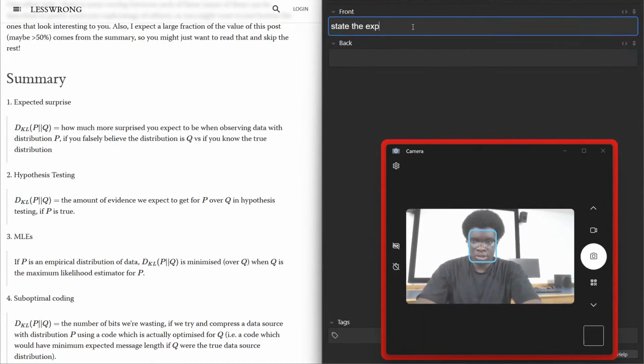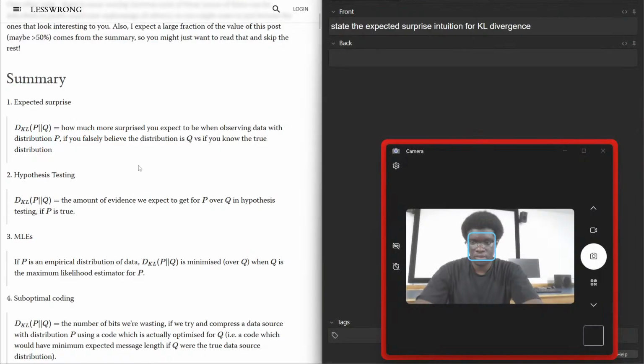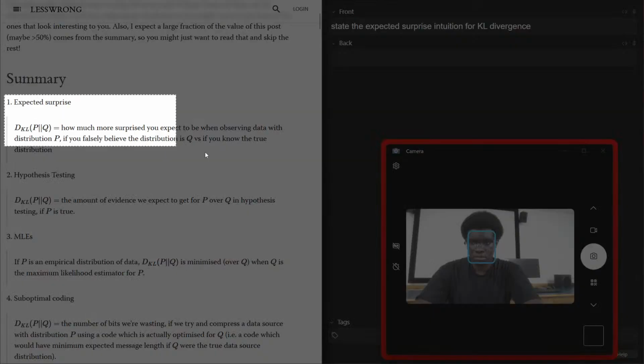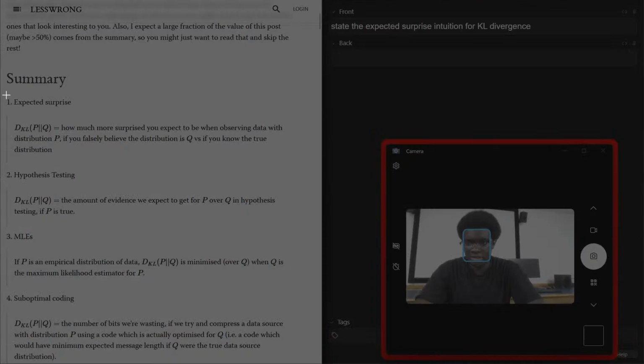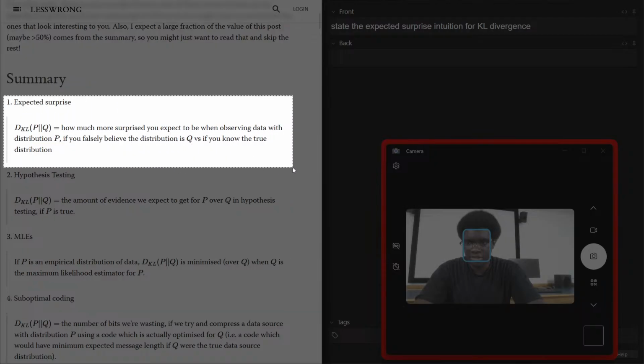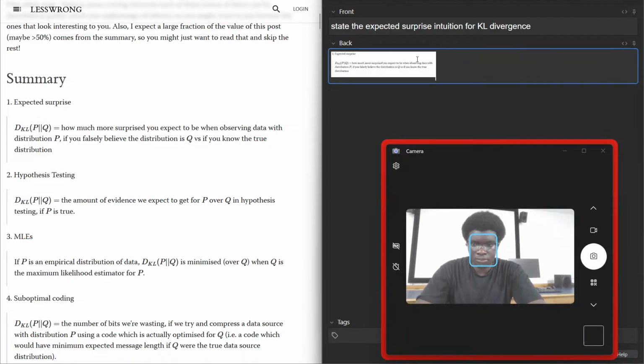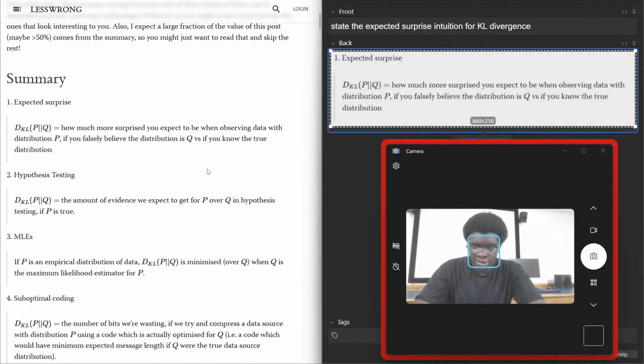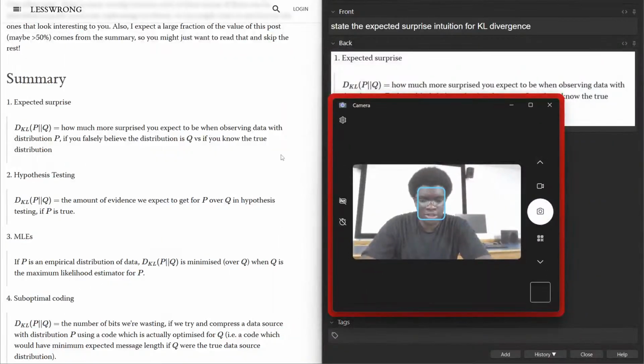State the expected surprise intuition for KL divergence. Oh my god, why is it cutting out the screenshot earlier? Hypothesis testing, maybe I'll leave that one. I don't know how relevant that is. And okay, why am I full screen?